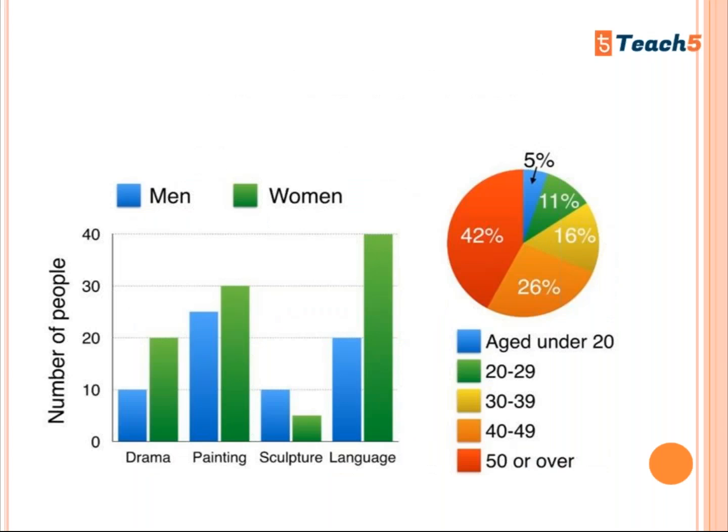Okay, let's go to the next one. The next one talks about men and women. Number of people, drama, painting, sculptures, language, and different ages are also given, and then there is a graph and a pie chart. It's a comparative diagram that explains the data comparatively.